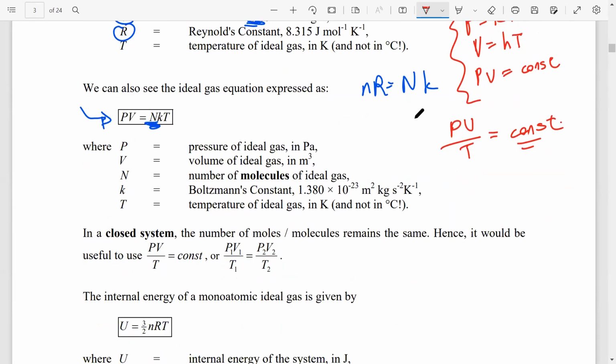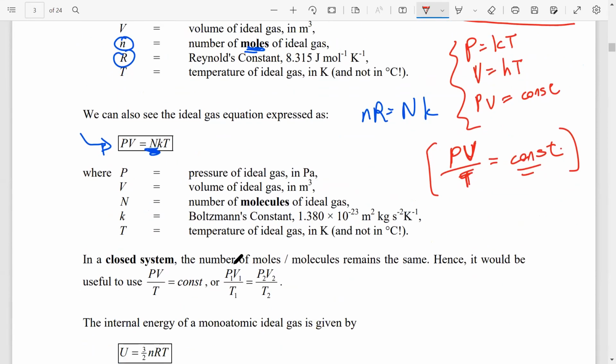This only occurs when it is a closed system. If you pump air into a car tire, and the tire is already near full, the temperature doesn't change much and the volume doesn't change much, but the pressure changes substantially. In that case, it is not a closed system, and the number of moles will change. But generally, if the number of molecules doesn't change, this nk or nR will be constant. So if it's constant, then P1V1 over T1 equals P2V2 over T2.